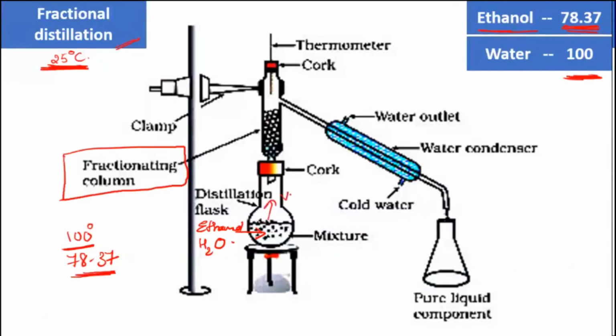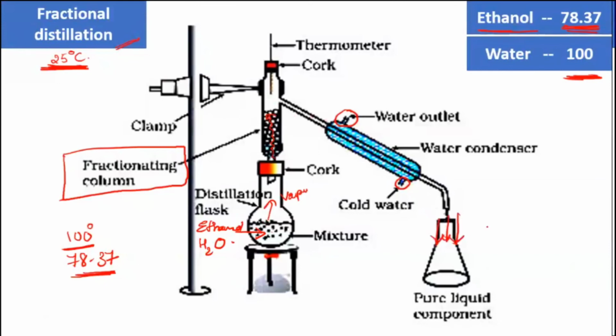Here vapors of ethanol will be formed, and slowly they will pass through this fractionating column, and then you can see a condenser on this side, with a water outlet and water inlet. From this side cold water is passed, because you have the vapors in the gaseous form. When you supply cold water, these molecules in the gaseous form lose their energy and come into the form of a liquid, and after that it will be collected into this container.